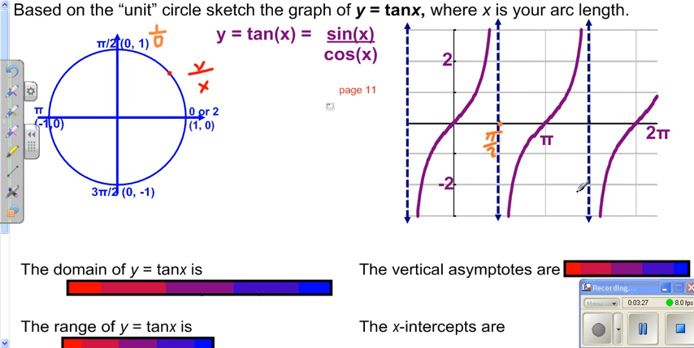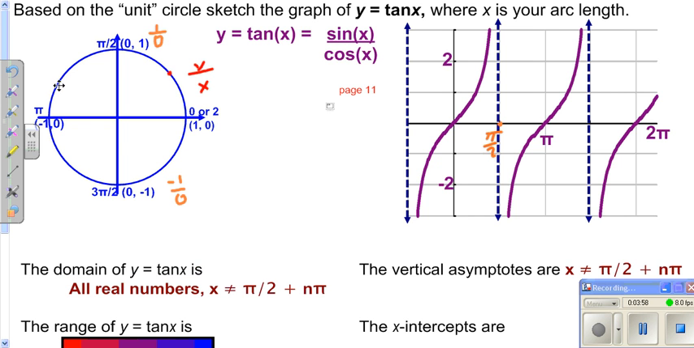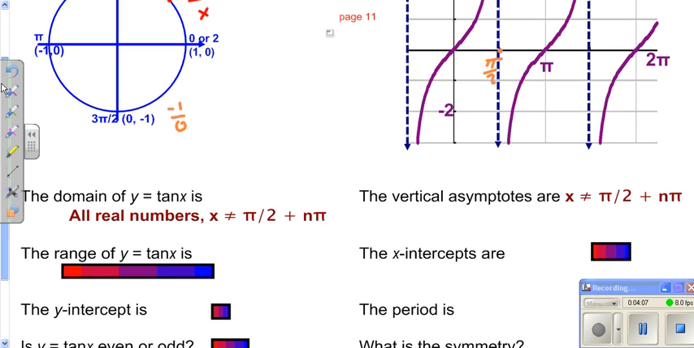Similarly, when you get to 3 pi over 2, there's a vertical asymptote because when you go y over x, you get a 0 on the bottom. So our vertical asymptotes are very similar to what we've seen before whenever the cosine was in the bottom. And by the way, your basic tangent graph, you're going to just have to have that memorized. So therefore, your domain is really all real numbers except those. Your range starts at 0, goes up forever, starts at 0, goes down forever. So your range is really all real numbers.